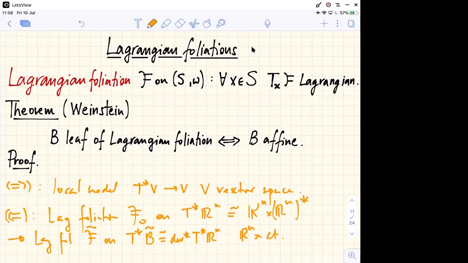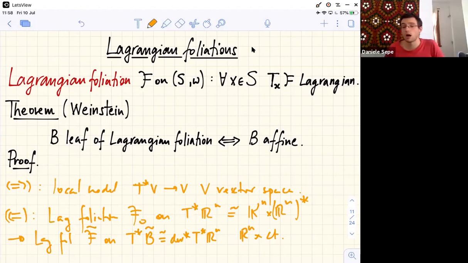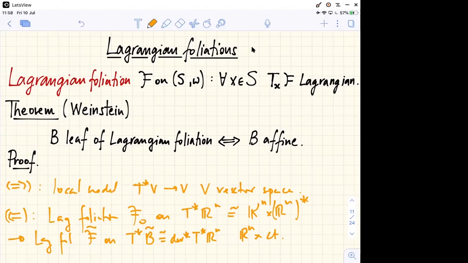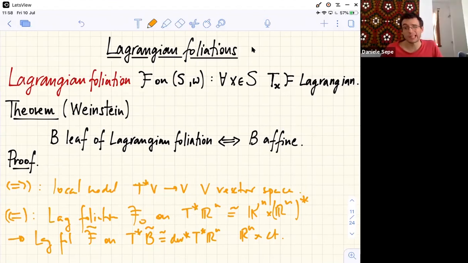Hi, Daniele. Yes, I actually have a question. Is there a similar result with integral affine instead of affine? That's an excellent question. I suspect, Rui, that you may have to require something in terms of the holonomy of the foliation at your leaf. So maybe with trivial holonomy, you get integral affine. The answer is I don't know.